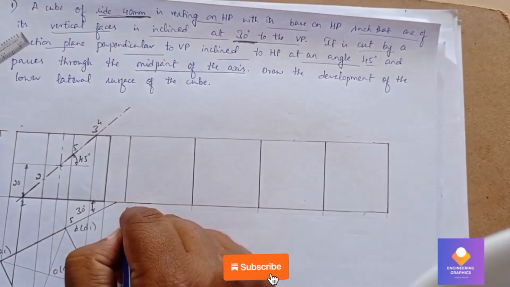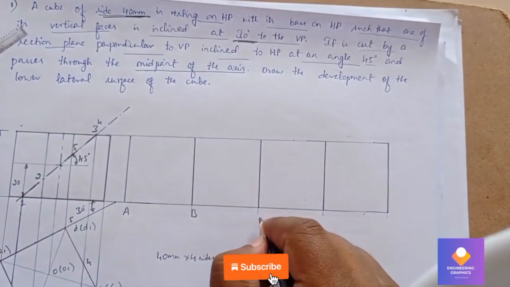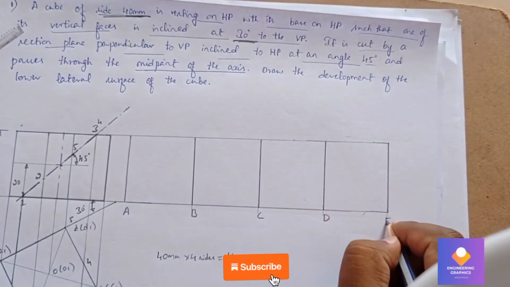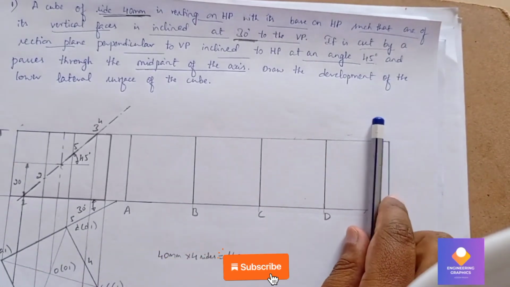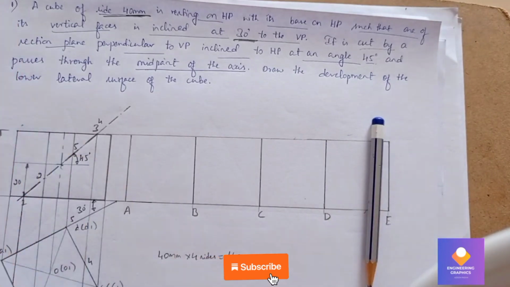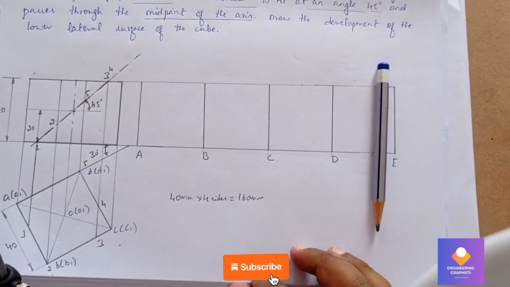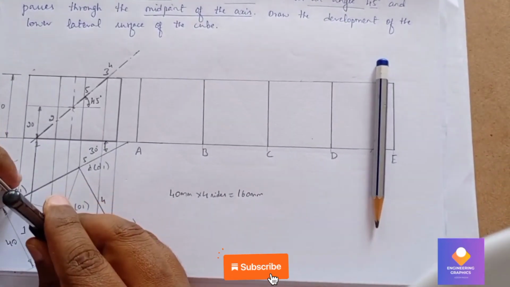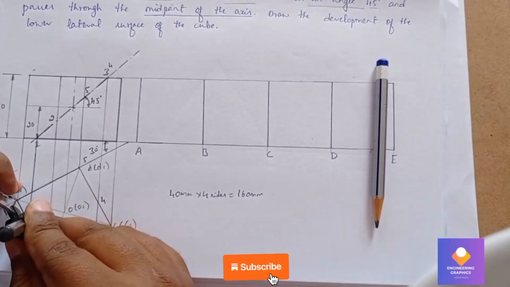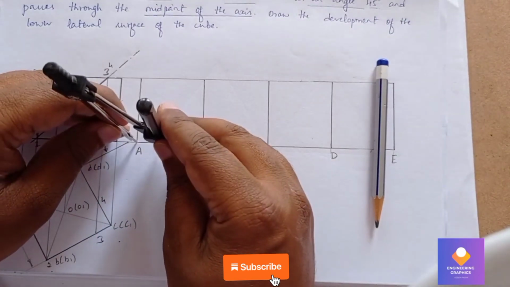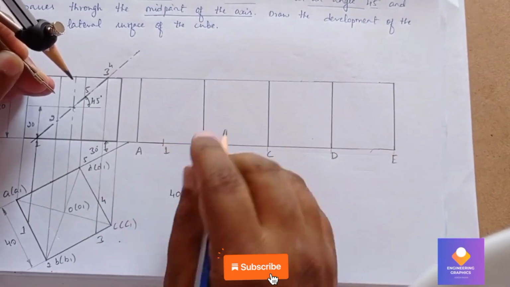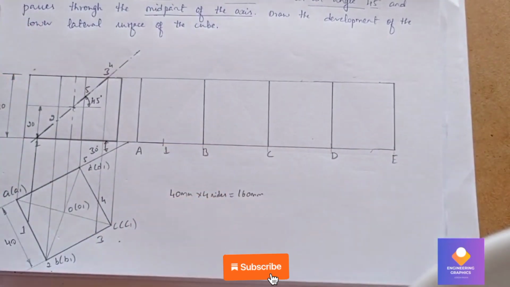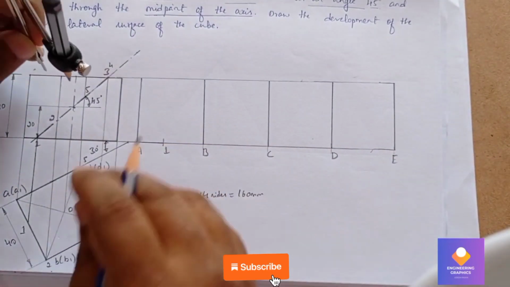Now we need to mark A, B, C, D. Now we have to mark this point 1 here. So 1 is exactly at a distance that we need to measure from the top view. You can see from A to 1 we need to measure with the compass. A to 1, measure and cut the arc. This is point 1.